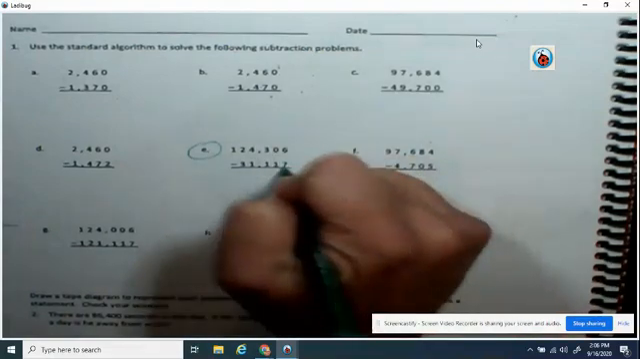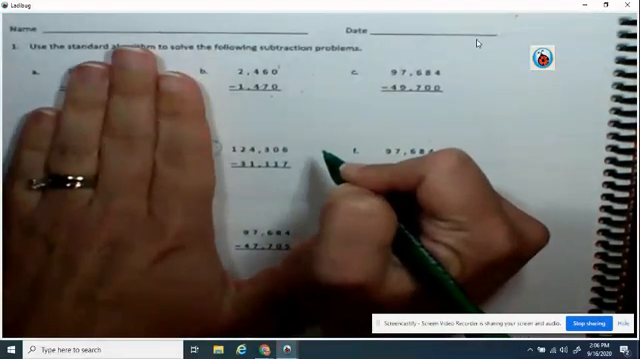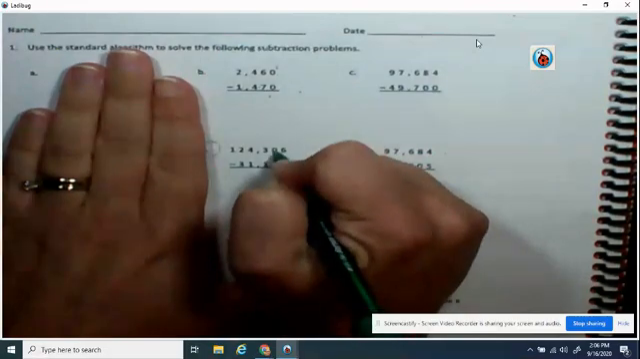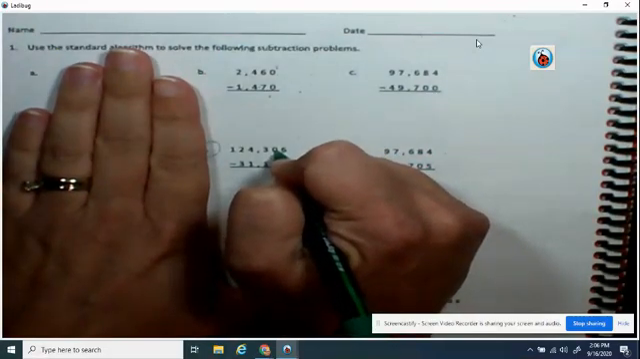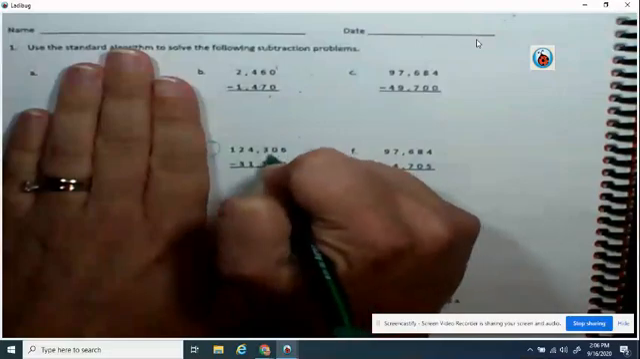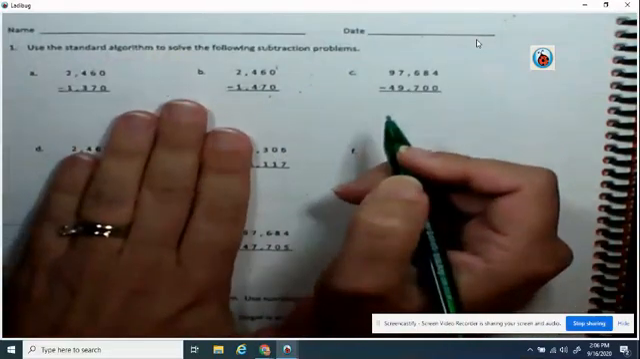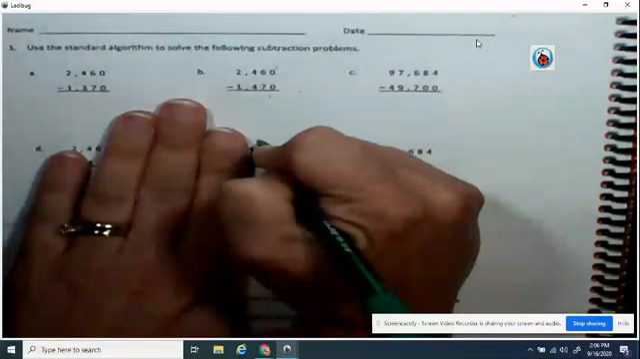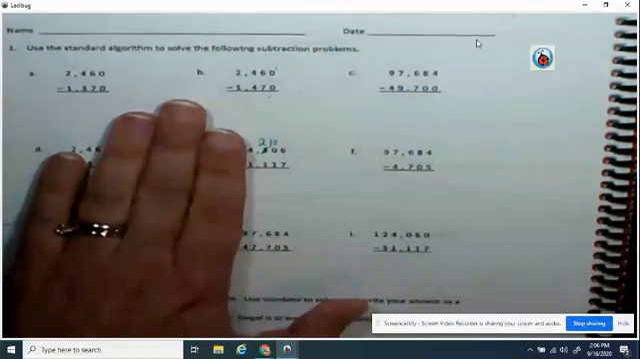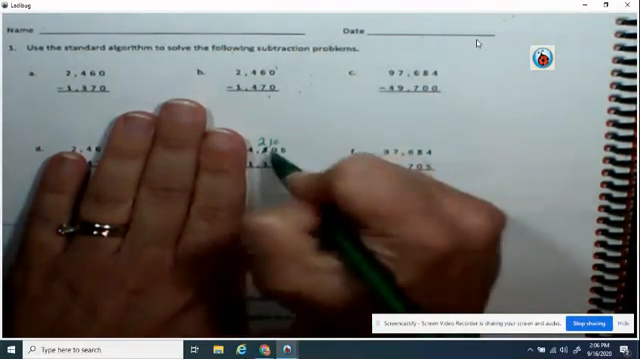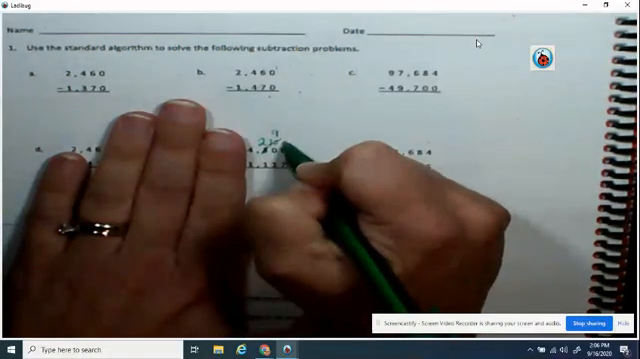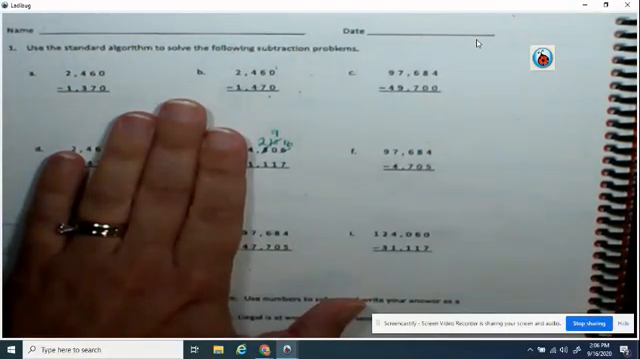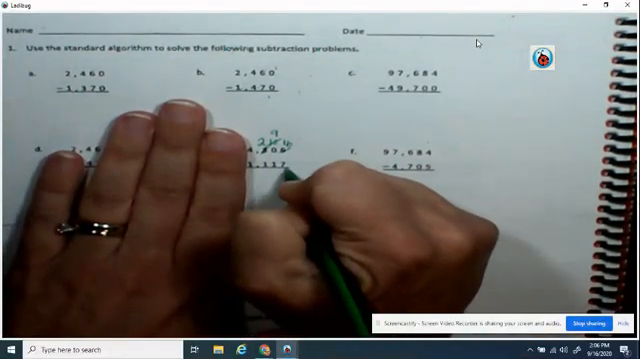6 minus 7. Oh no, I can't do that. And next door to that, there's a 0. So I've got to come over two place values all the way to my hundreds place. And remember, I'm going to cover up what I don't need to worry about right now. That 3 is going to become a 2. That 0 is going to be a 10. My tens place is good now, but my ones place is still not good, so I need to regroup that 10. That will be a 9. And now in my ones place, I have 16. 16 minus 7 is 9.